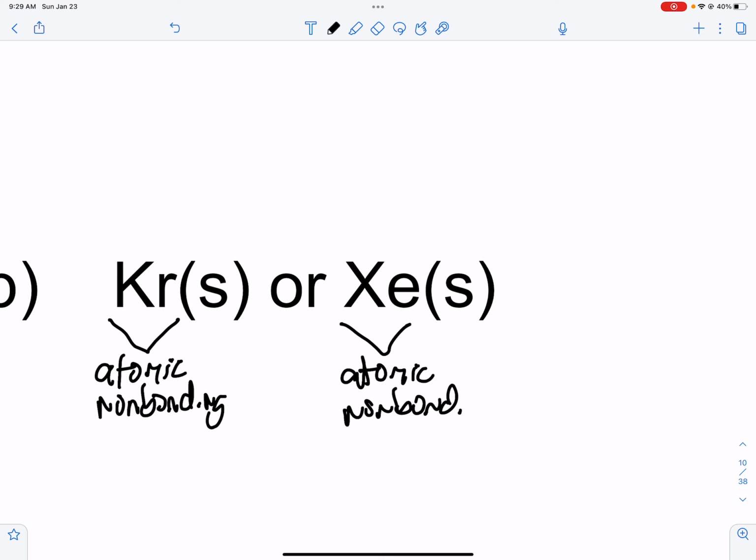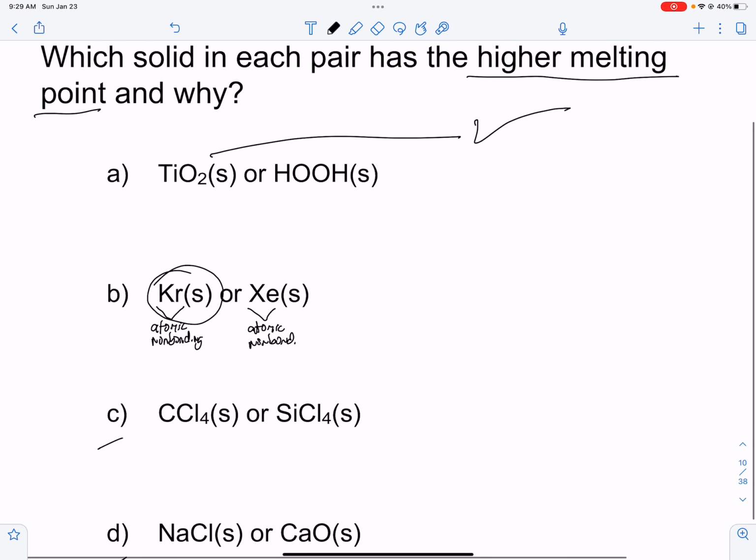So which one is bigger, krypton or xenon? Remember the periodic table, what would be bigger? It would be krypton, right? So krypton will be the biggest one, so therefore it should have the higher melting point because the dispersion force will be the biggest one.